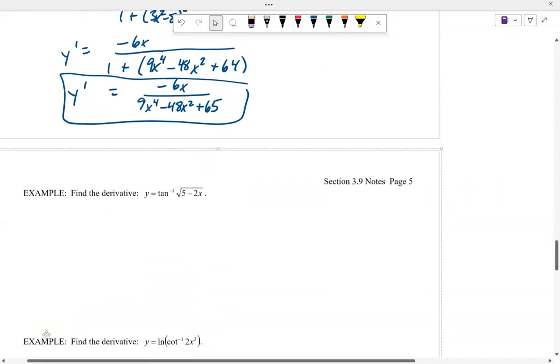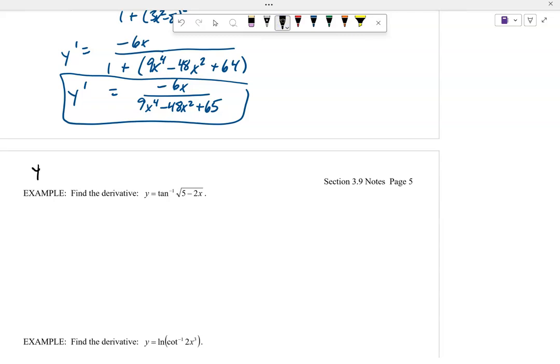This next one would be a wonderful u-try problem. Go ahead and you can stop the video. You're taking the derivative of the arc tangent of u, and the derivative of the arc tangent is 1 over 1 plus u squared times u prime, chain rule.